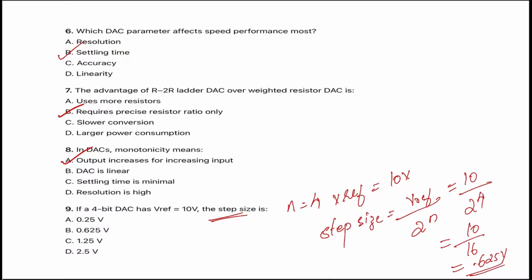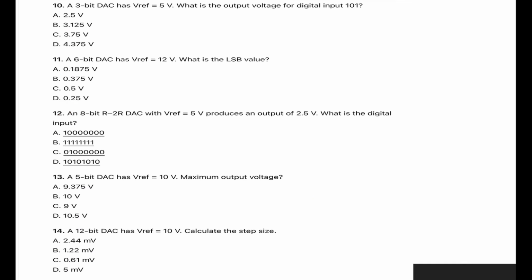So the options are option A 0.25 volt, option B 0.625 volt, option C 1.25 volt, option D 2.5 volt. Here the answer is option B, that is 0.625. Next question. A 3-bit DAC has V reference equal to 5 volt. What is the output voltage for the digital input 101? Option A 2.5 volt, option B 3.125 volt, option C 3.75 volt, option D 4.375 volt.